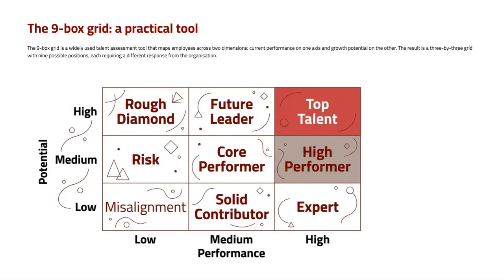The 9-box grid is a practical and widely used tool for talent assessment. It maps employees along two key dimensions, current performance and growth potential. By placing individuals in one of the 9 boxes within this 3x3 grid, organizations can clearly identify where each employee stands and tailor their development or management approach accordingly.